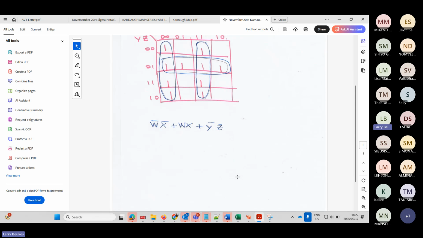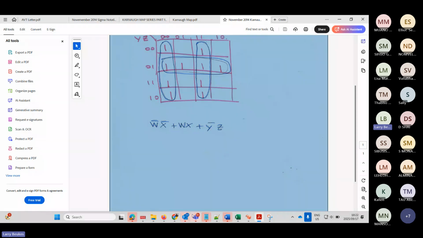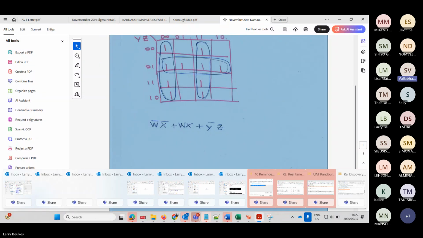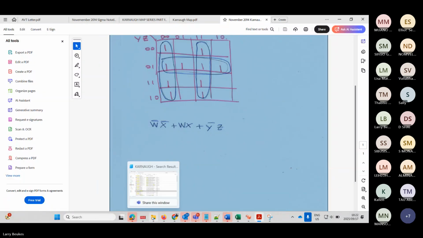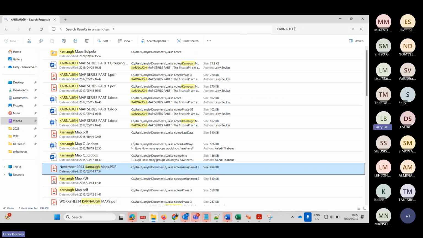Thank you. Can I move to the next one? Logic circuit. Do you want to open it or must I look for it? Yeah, you can open it, Larry. Okay. Let's look for logic circuits.